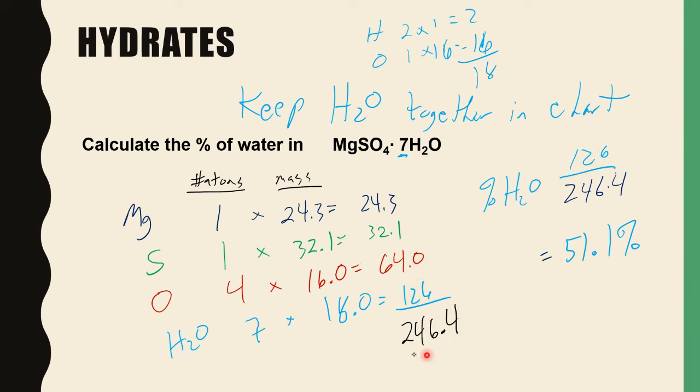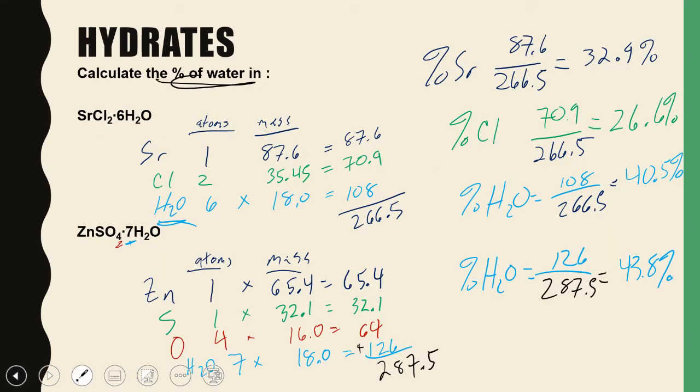So of the 246, 126 grams was water, which is 51.1%. So 51.1% of Epsom salt is water. Ta-da! And that's how you do these.